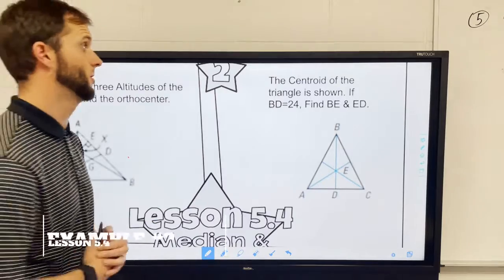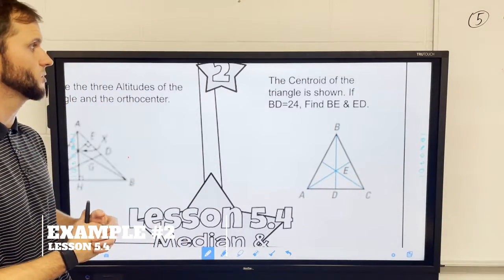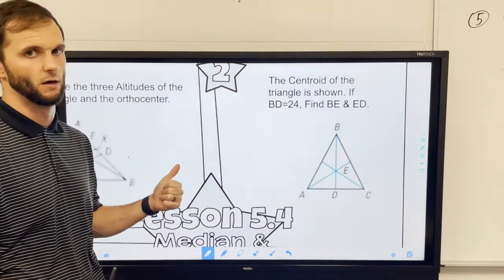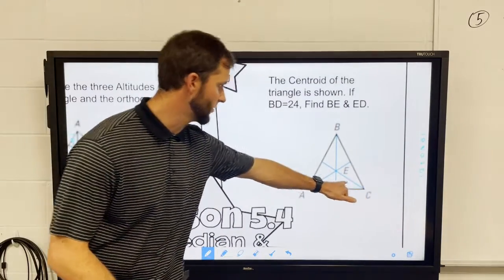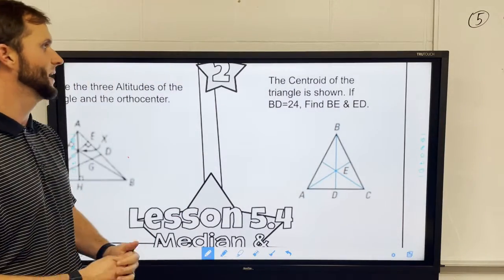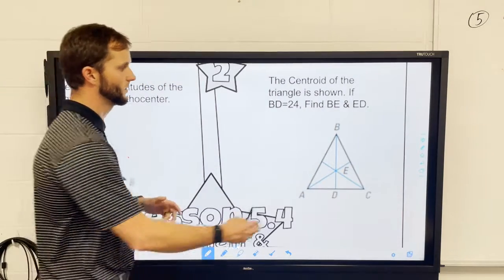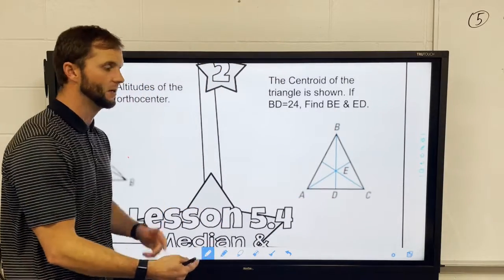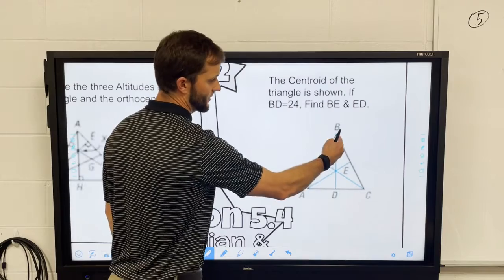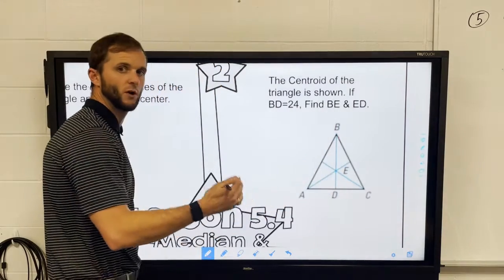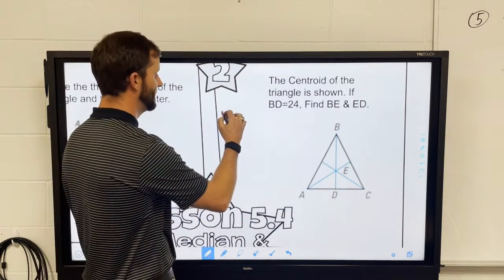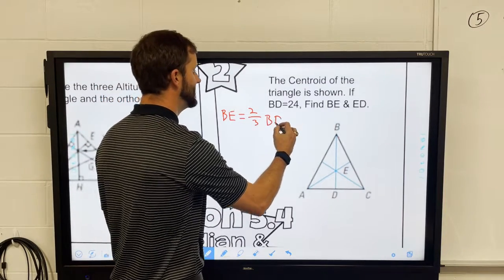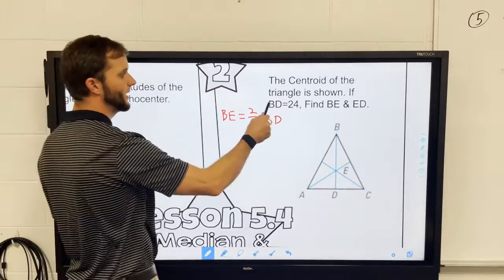All right, so looking at example number 2. It says the centroid of the triangle is shown. So right now this is my centroid, so I know that all of my medians are drawn here, which means I'm going from the vertex straight over to my midpoint. It says if BD is 24, so the whole thing is BD, I have to find B to E and E to D. Looking from the vertex to the centroid, I know that's 2/3 the distance. So in order to find BE, I have to do 2/3 of the whole thing, which is BD. I know BD is 24.